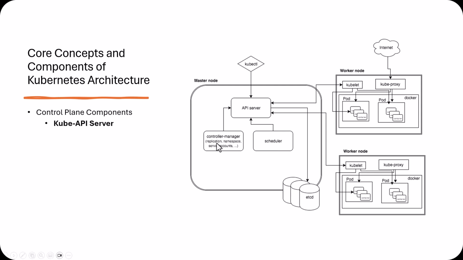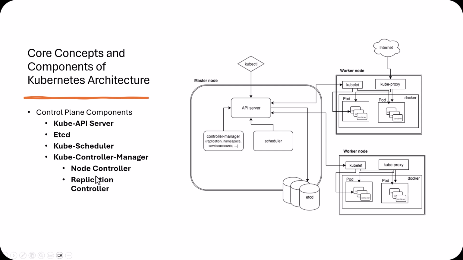And then we have the kube controller manager, which runs the controller processes. Logically, it manages replication, namespaces, service accounts, and all of these. There are a few types of kube controller manager, and there is a node controller, which is responsible for noticing and responding when nodes go down. And there is a replication controller. So this is etcd, kube scheduler, kube controller manager, node controller, replication controller.